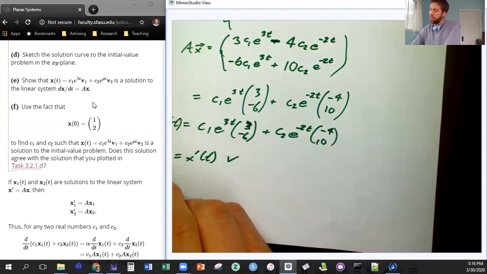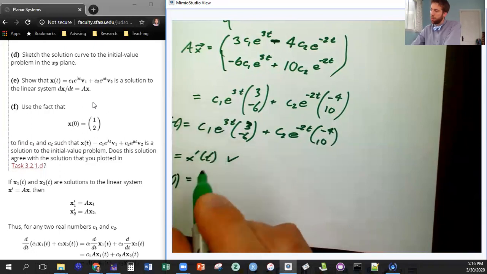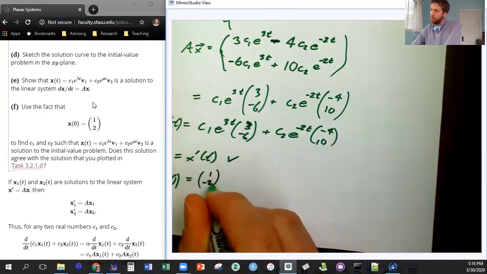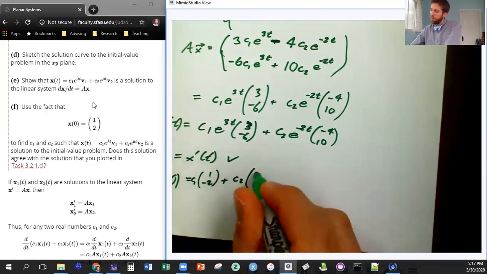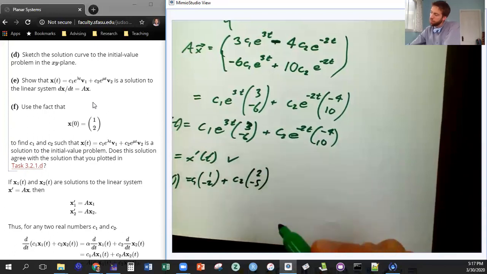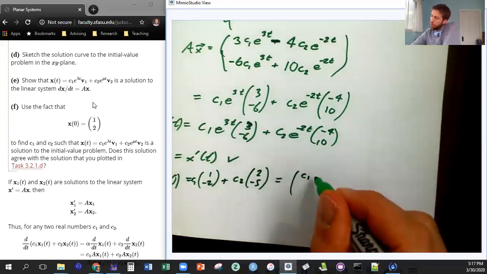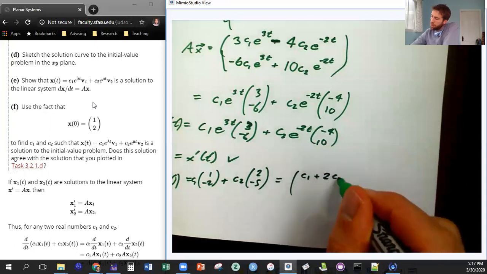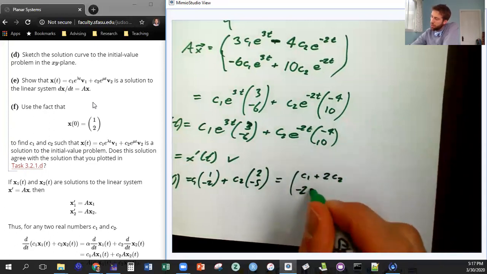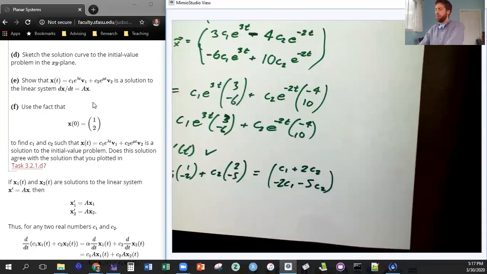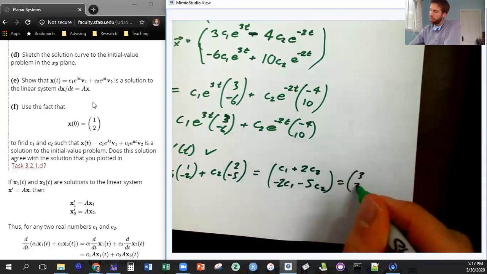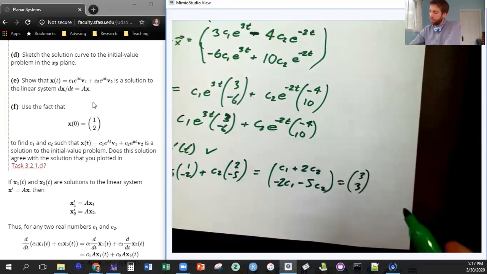So then x of 0 equals, the original x was c1 times 1, negative 2, plus c2 times 2, negative 5. That's equal to c1 plus 2c2 and negative 2c1 minus 5c2. Okay, so this is supposed to be equal to 3, 3 originally.